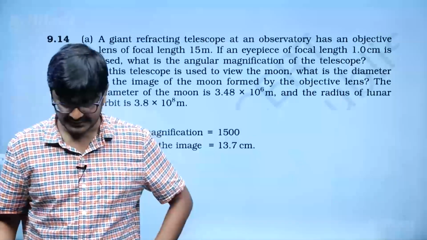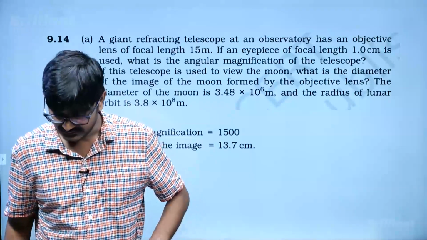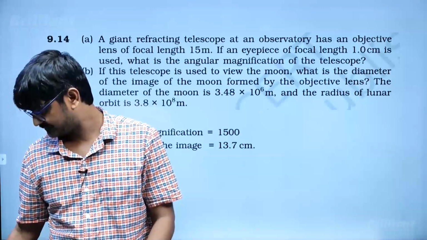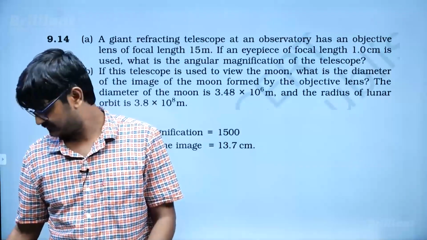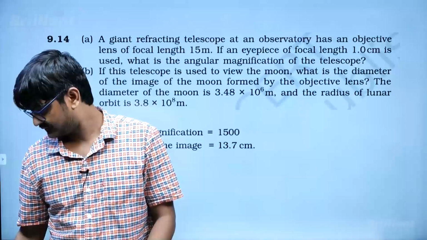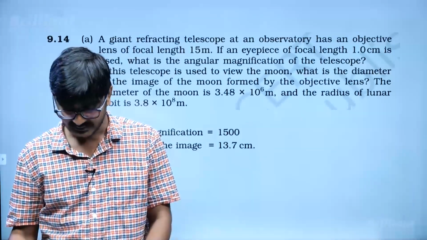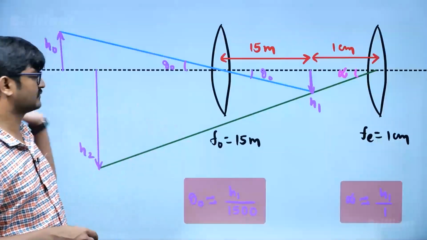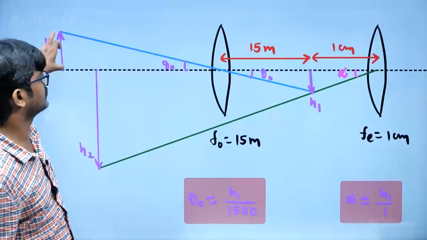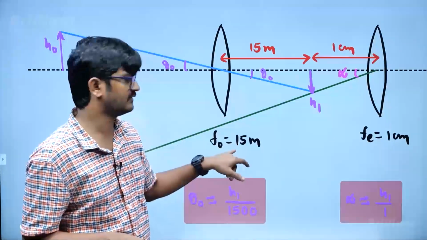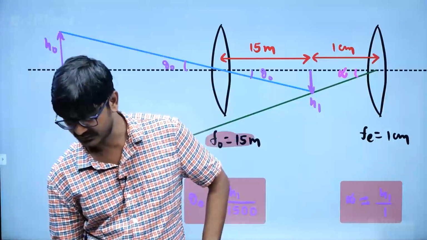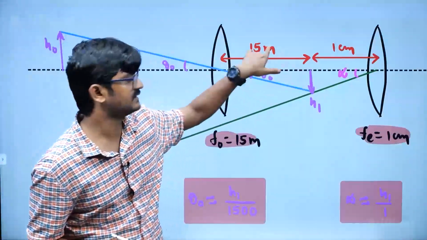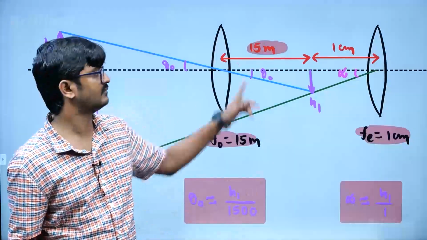The next question: a giant refracting telescope at an observatory has an objective focal length and eyepiece focal length. What is the angular magnification of the telescope? Okay, so again I am going with normal adjustment, that is the final image is going to form at infinity. The object is at a very far distance, so the image will be forming in the focal plane. This focal length is 15 centimeter, given in the question. This is given in the question. So if the object is at a very far distance, then the image will be forming in the focal plane, which is 15 meters. Meters, be careful, meters and centimeter.